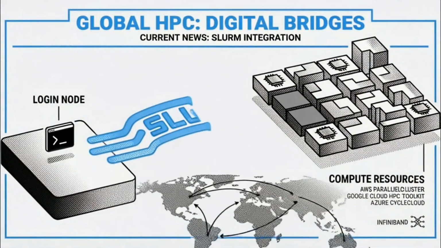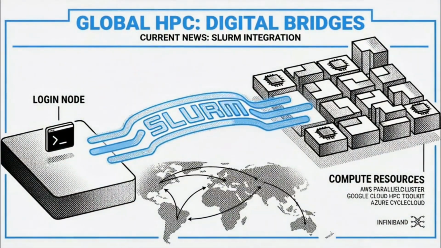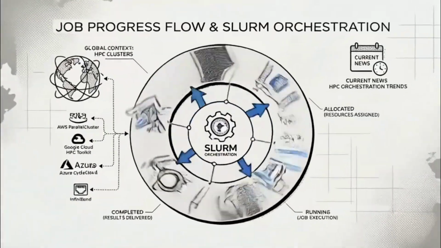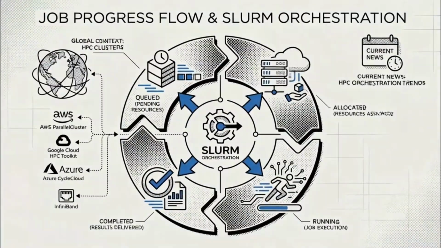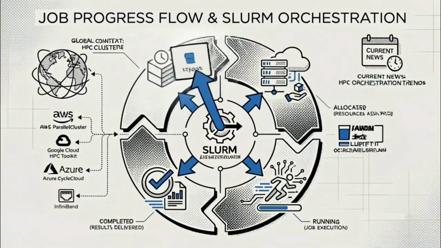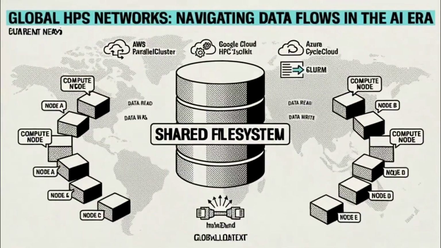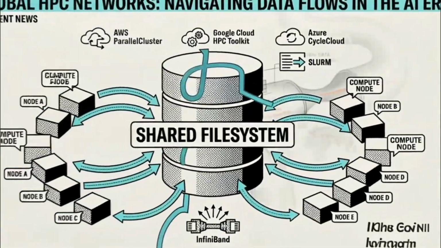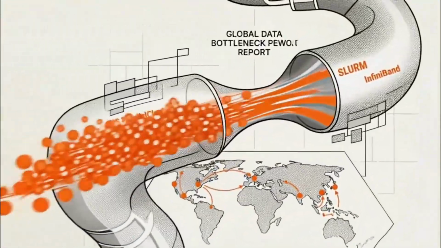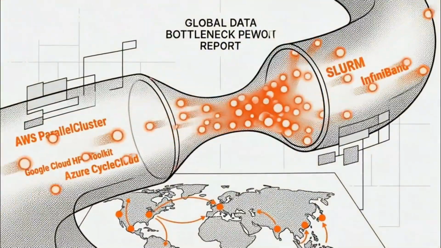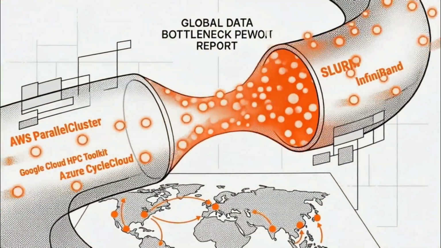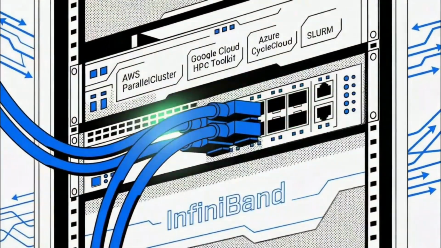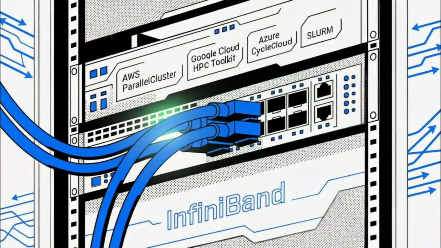The job scheduler, most commonly Slurm, is the bridge between login nodes and compute resources. It manages the queue, the allocation, and the complete life cycle of every job in the system. Storage nodes provide the shared parallel file system that all nodes read and write during job execution. The shared file system is both the backbone of the cluster and a frequent performance bottleneck. The high-speed interconnect, typically InfiniBand, enables the low-latency MPI communication that parallel applications depend on.